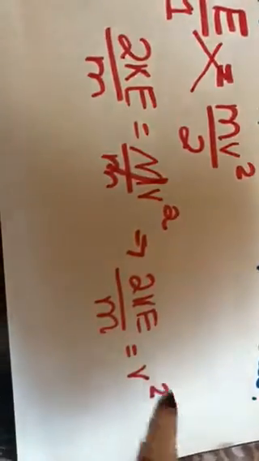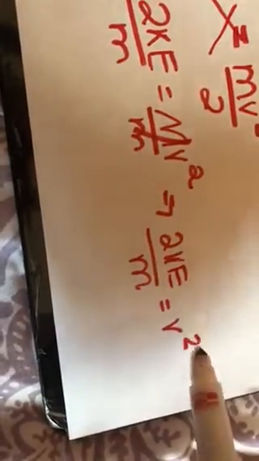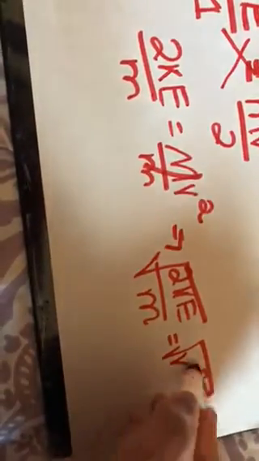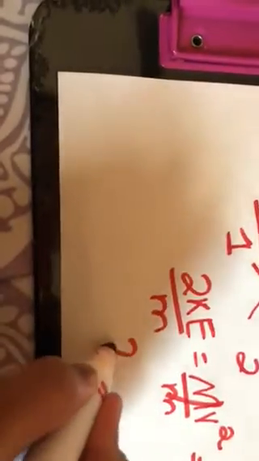So we know in our rules that to get rid of squares, what's it called? We do a square root symbol, and that crosses that out. But that's still square rooted. So the square root of 2KE over m is equal to velocity. But don't forget the square root, sorry. So that's how you do that.